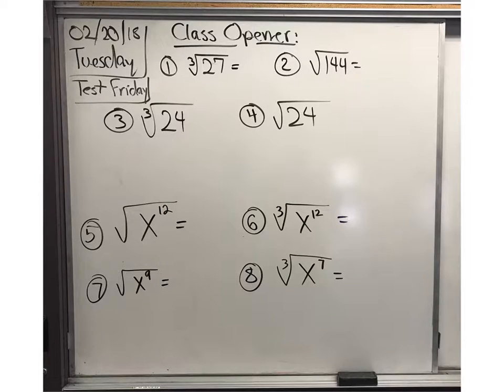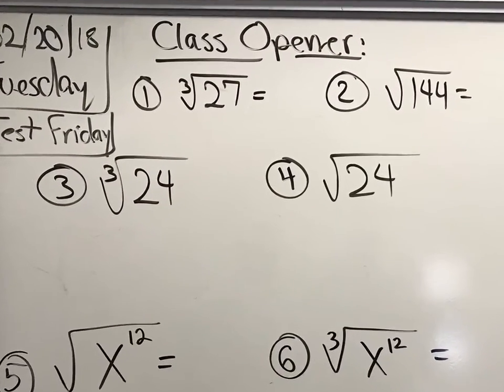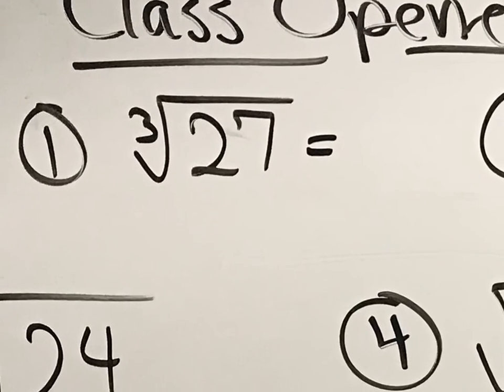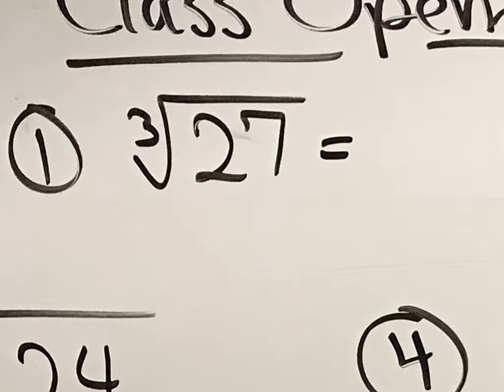So this class opener, I kept it nice and simple. Nothing complicated, nothing too crazy. Number one, the cube root of 27. What times itself 3 times will give you 27? The answer is 3, right? Because 3 times 3 is 9, 9 times 3 is 27.